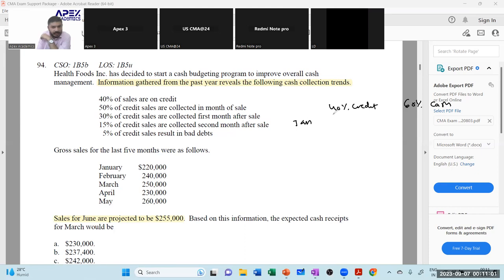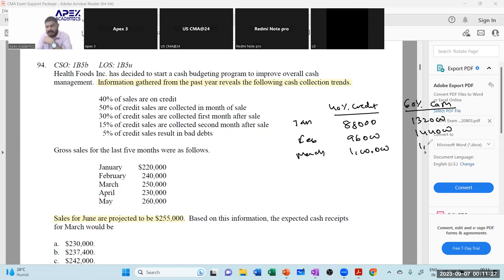Now, Jan. 40% is credit. 22,000 into 40%. How much? 88,000. 60%, 1,32,000. Correct? 1,32,000. Feb. 40%, 96,000. 60%, 1,44,000. March. 250, 40%, 1 lakh. 60% is 150 cash. Your first cash collection has come to you for March.